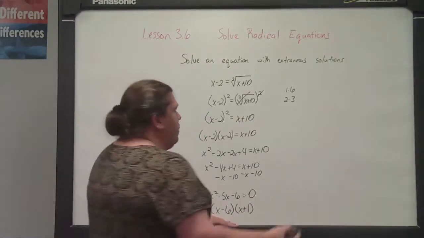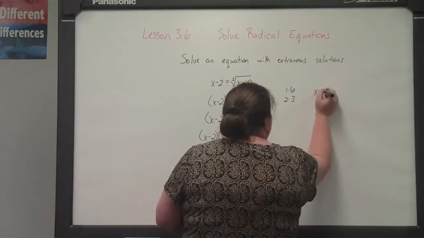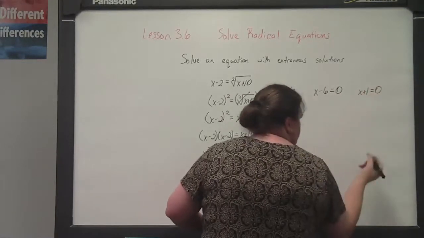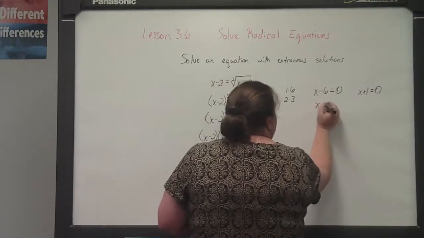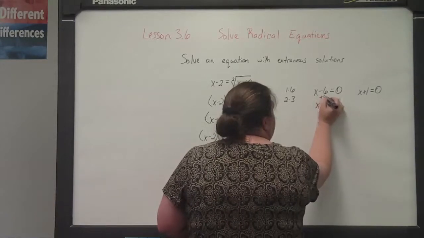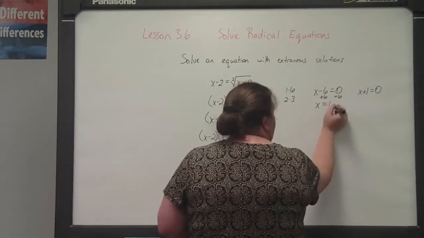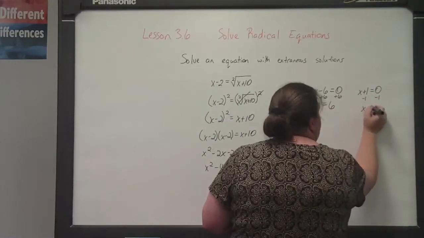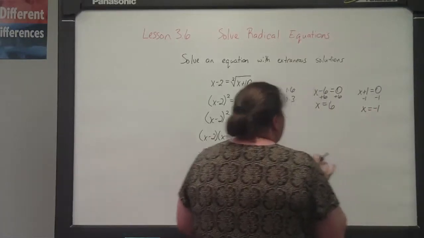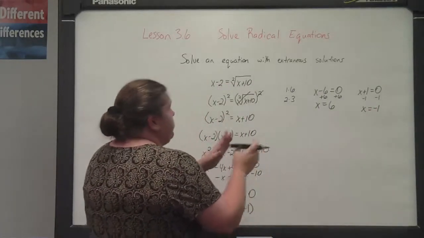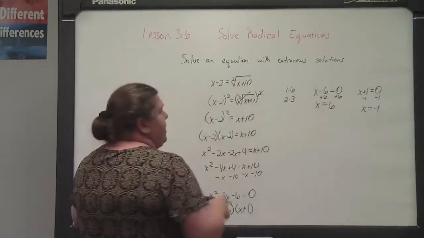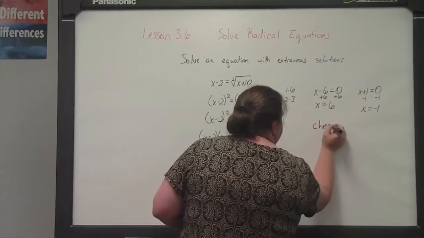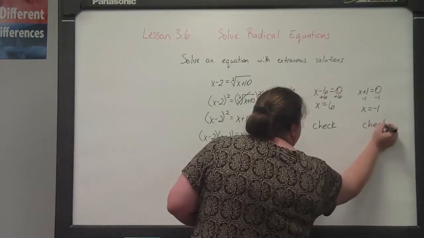From here, we're going to solve each one. X minus 6 equals 0, and x plus 1 equals 0. X equals, we have to add 6 and add 6 to get x by itself, so x can equal 6, and we have to subtract 1 and subtract 1, or x can equal a negative 1. Now we have to put both of these back into the equation to see if they are both correct statements. So again, I'm going to check my work. I'm going to check and I'm going to check.